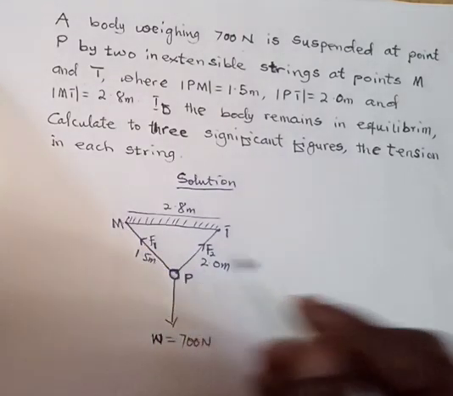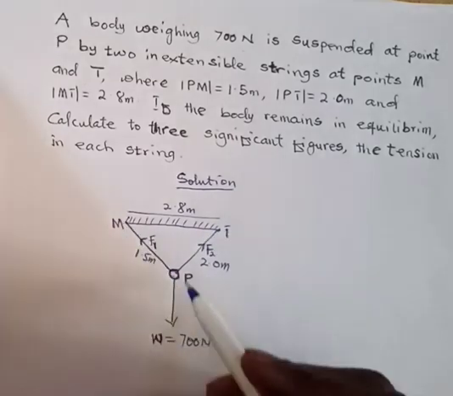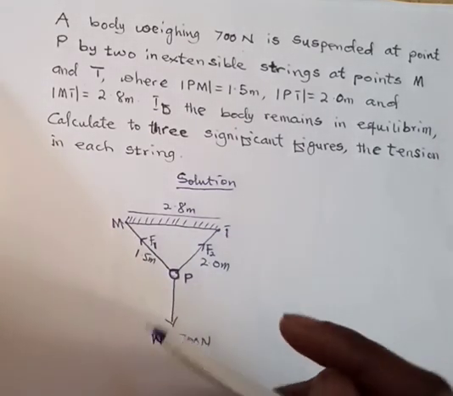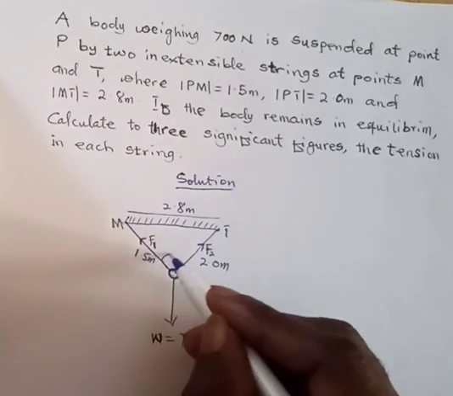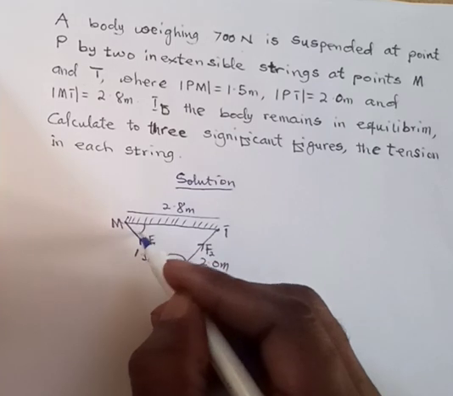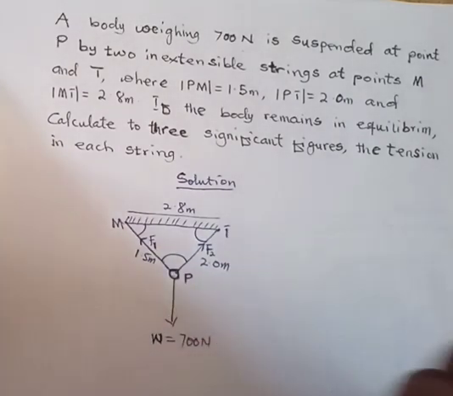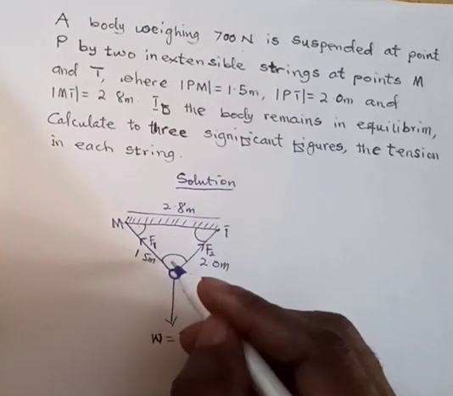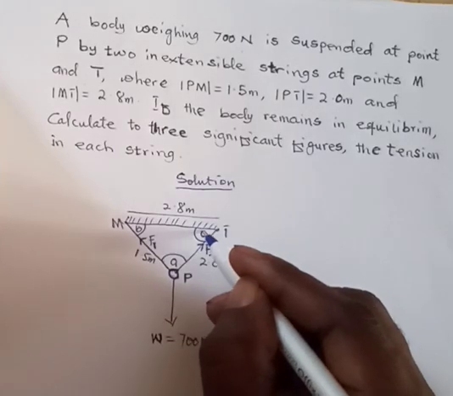Now let's look at the angles formed. Looking at this, you see that PMT forms a triangle. Have you gotten that? So once it forms a triangle, let's identify the angles. One angle here, another angle here. We don't know the angles, so let me call them angle A, angle B, and then angle C.